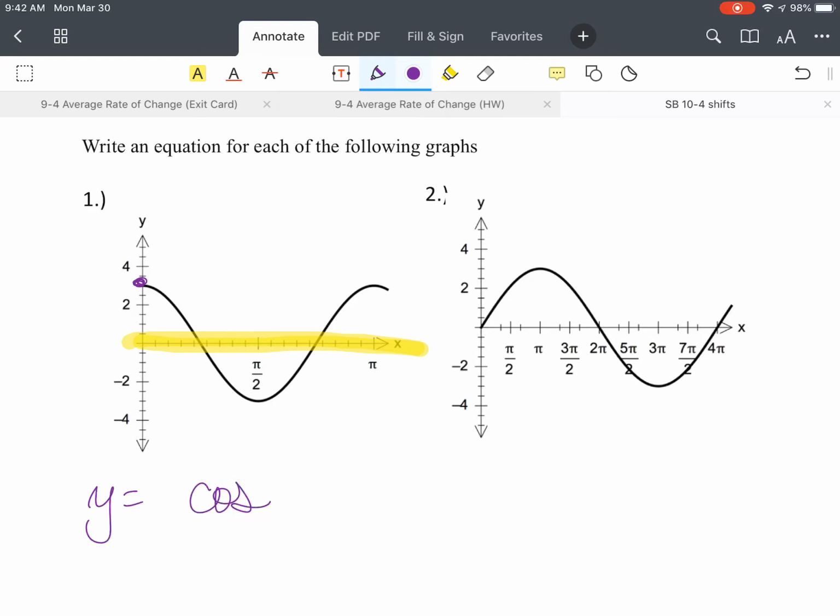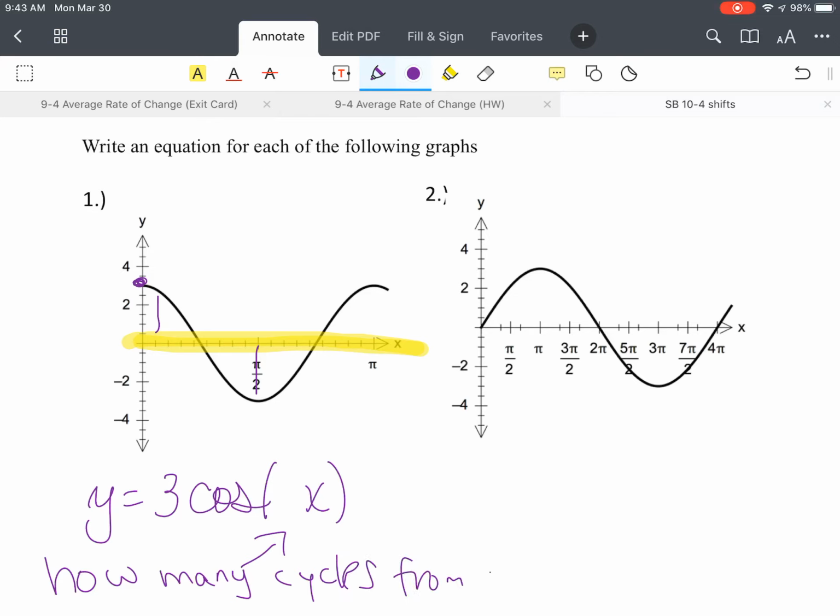Now let's ask ourselves, what is the amplitude? The amplitude is the distance from the midline to the highest point or the midline to the lowest point. So it is 3, from 0 to 3. Cosine, when it's positive, starts at the top, so this is a positive cosine. And the number in front of the x is my frequency. Frequency is how many cycles I see from 0 to 2 pi.